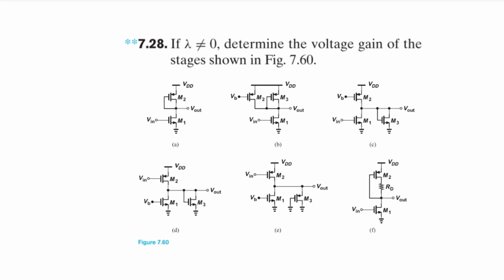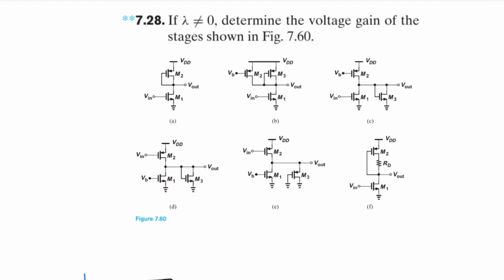So the problem said that if lambda doesn't equal 0, determine the voltage gain of the stages shown in this figure. So if lambda doesn't equal 0, we will consider the r_o of the transistors. In this video we will not use the T model or pi model. Instead we will use the intuitive way to get the gain, which is a very famous method in this type of stages.